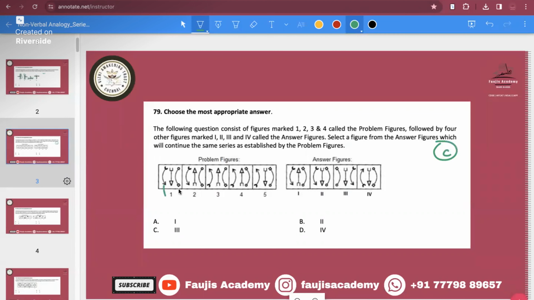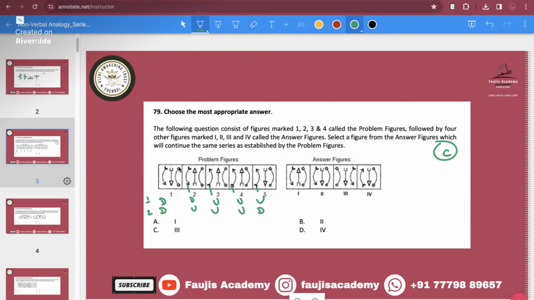Let's pick up the first element. Down, down, up, up, up. Down, down, up, up, up. Okay. Now let's pick up the second element. Down, up, up, up, down. Let's write it here. Let's write it down for the second element. First element, second element. Down, up, up, up, down.